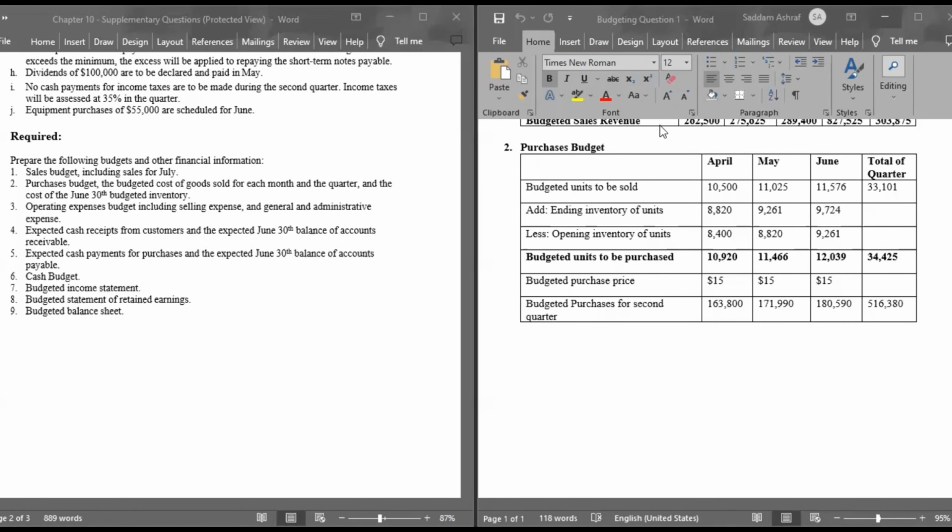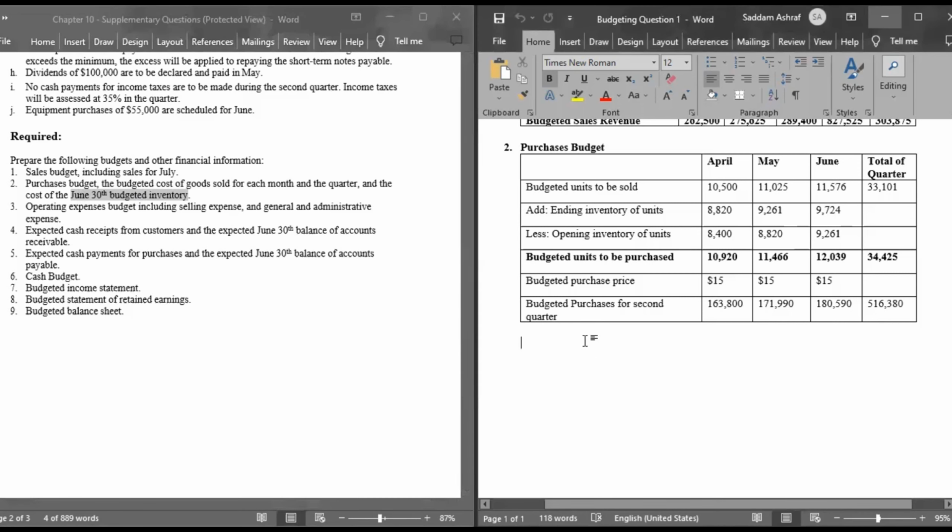And we need to calculate budgeted cost of goods sold for each month and the quarter, and the cost of June 30th budgeted inventory. It means that June is the last month of our budget period. So the inventory we need to calculate is ending inventory, because it is at the end of our budget period.